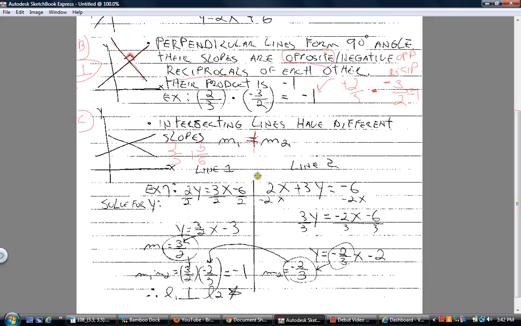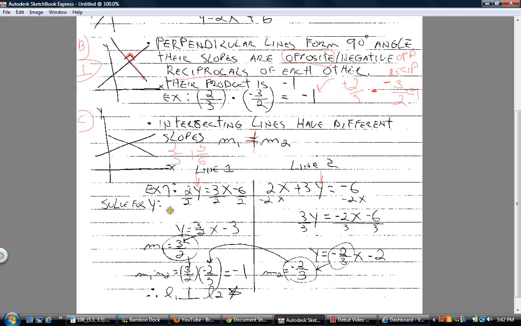Example 7. Given two lines. Now look, they're in standard form, or close to it. 2y equals 3x minus 6. 2x plus 3y equals -6. Can you find the slope of each of these lines? The answer is yes. Isolate and solve for y. That's the fastest way to do these. In this case, you've already got the y term by itself. Divide by 2 on both sides, and you get y equals 3 halves x minus 3.